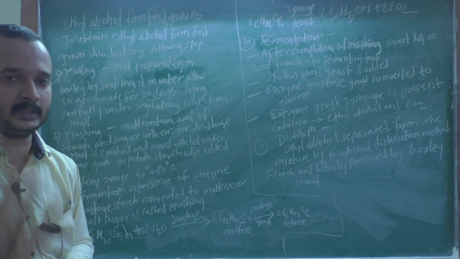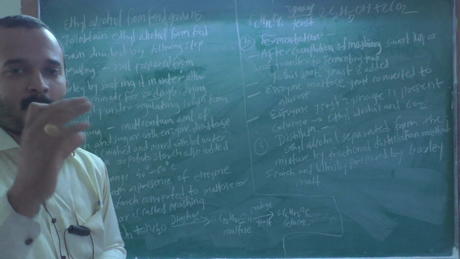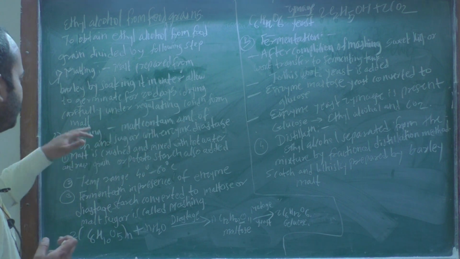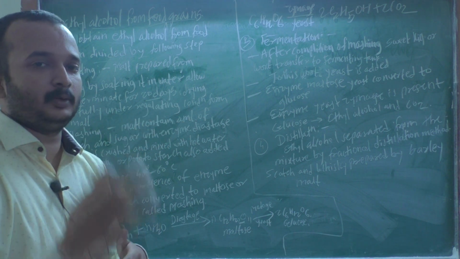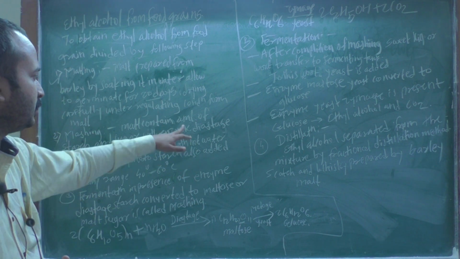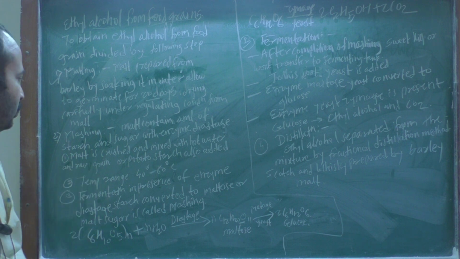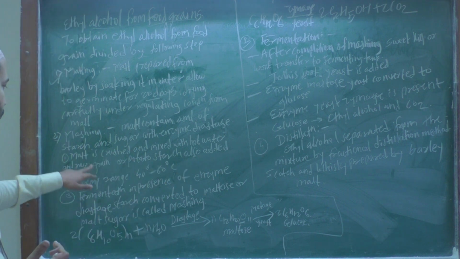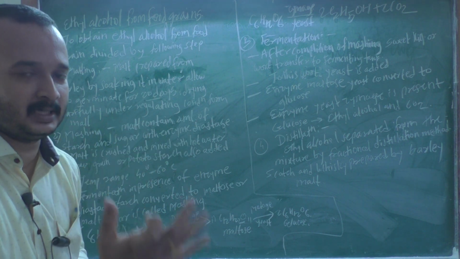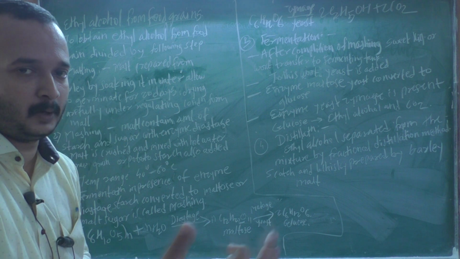Potatoes contain a large amount of starch, and barley also contains a large amount of starch. So the malt contains starch and sugar with the enzyme diastase. Then the malt is crushed and mixed with hot water.